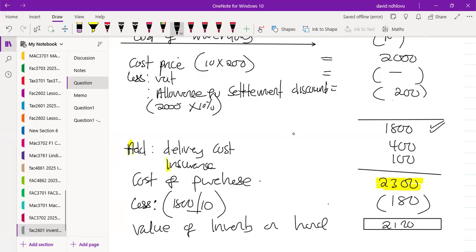This will be the value of your inventory. If this was the end of the year, this will be the closing inventory value if this was the only inventory that you have. So this is how we calculate the cost of purchased inventory.